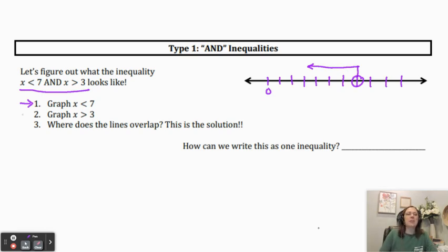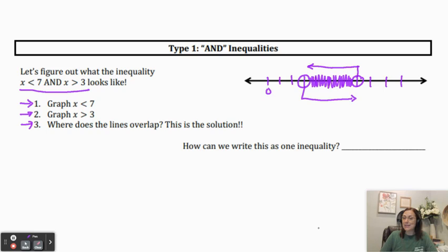All right, let's look at number 2 then. We graph x is greater than 3. So again, we're going to go to 3. 1, 2, 3. We're going to put an open circle since there's no equal to underneath that greater than. And we want greater than, so we would shade to the right. Now look at question number 3. Where do these overlap? This is the solution. So I'm going to shade in between the two of them on the number line because that's where the shadings, or these two lines that I have drawn above and below the number line, overlap.